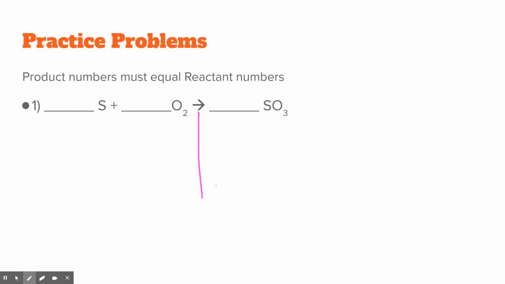So the way I balance, you draw a line where the arrow is, and then I'm going to list my elements. So I have S and O. On the other side, I'm going to list them in the same order, S and O. And go back and count how many there are on each side. 1 and 2. On the right side, I have 1 and 3.